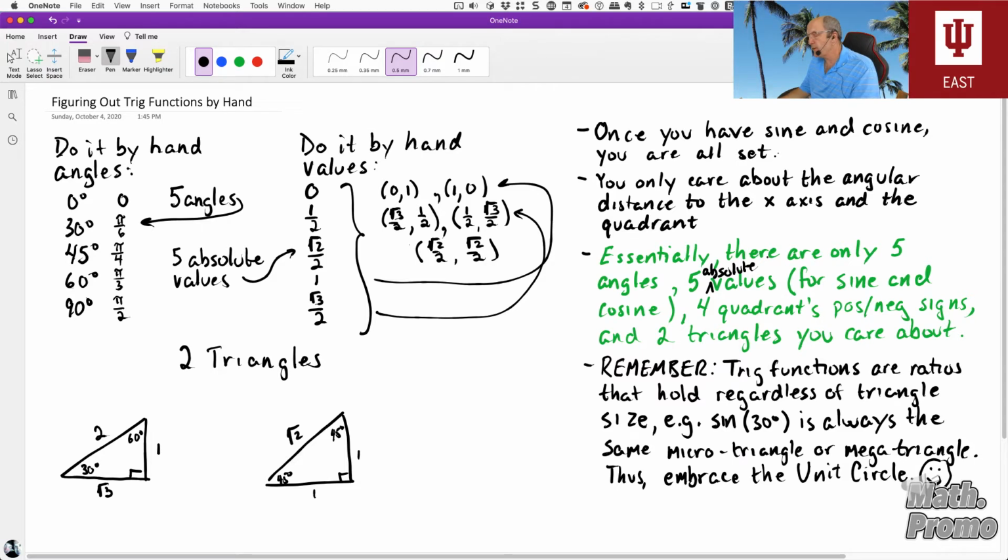And then the values, the only values you'll ever see doing that, absolute values I should say, are 0, 1/2, square root of 2 over 2, 1, and square root of 3 over 2. And now let's look at why those are the only values, okay?